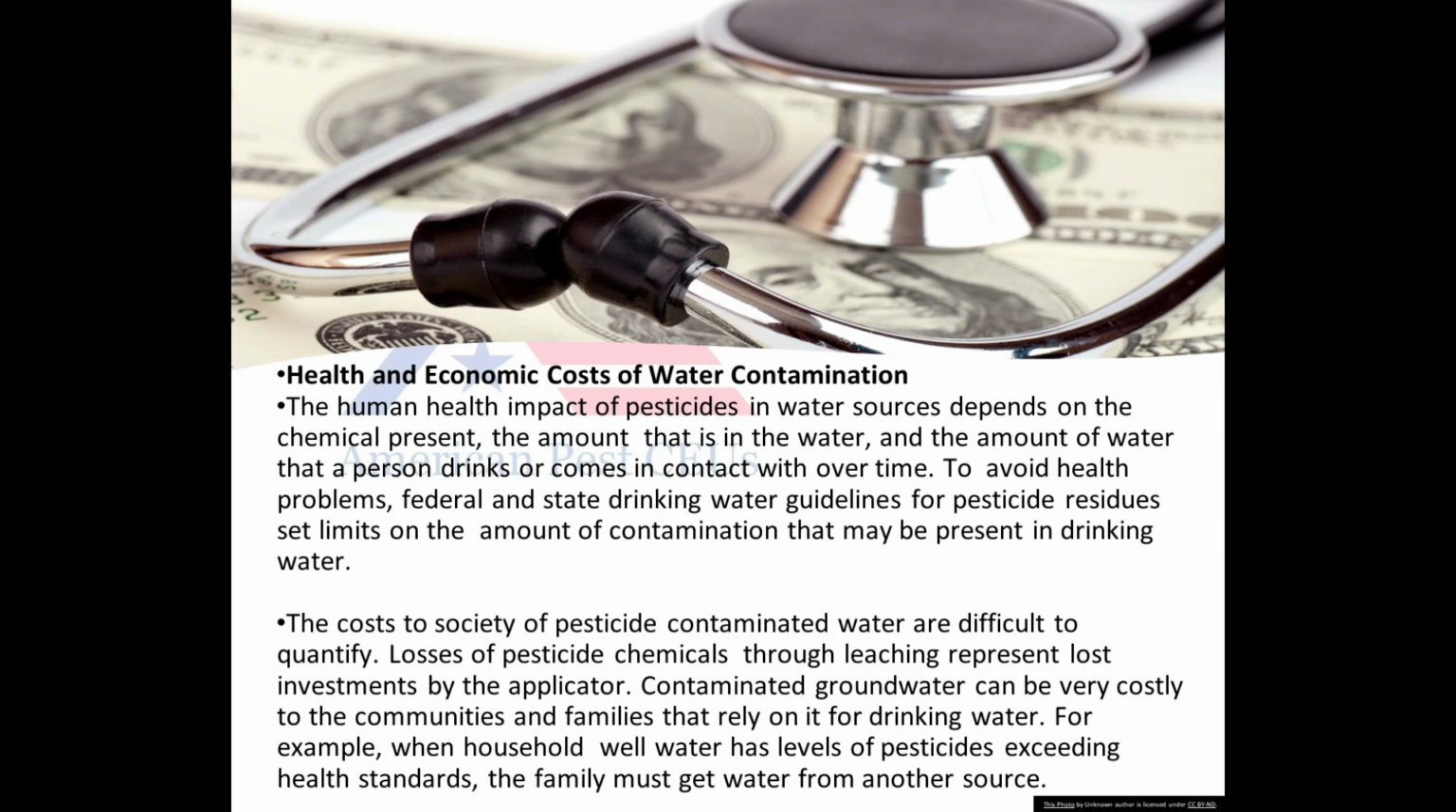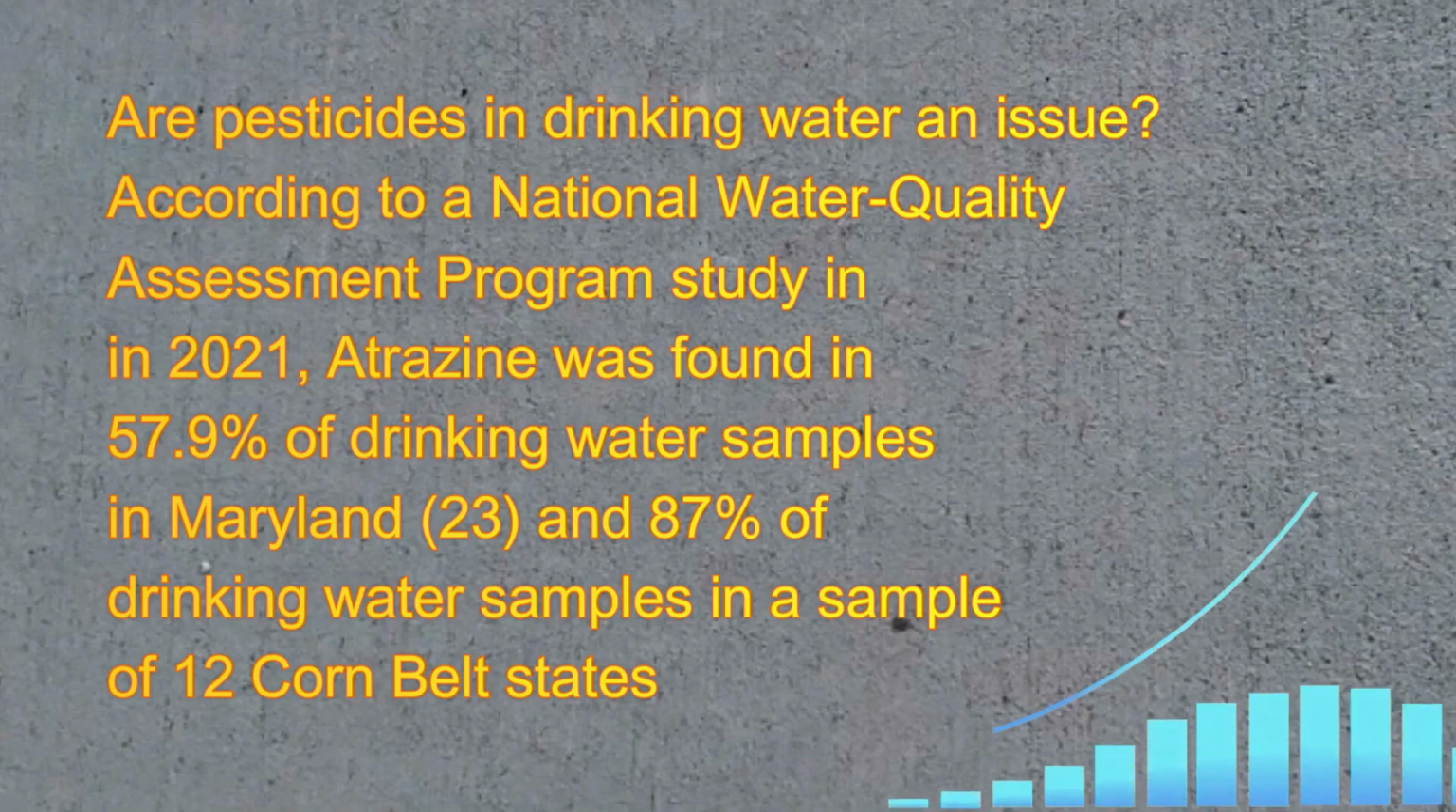The costs to society of pesticide-contaminated water are difficult to quantify. Losses of pesticide chemicals through leaching represent lost investments by the applicator. Contaminated groundwater can be very costly to the communities and families that rely on it for drinking water. For example, when household well water has levels of pesticides exceeding health standards, the family must get water from another source. This leads us to a question.